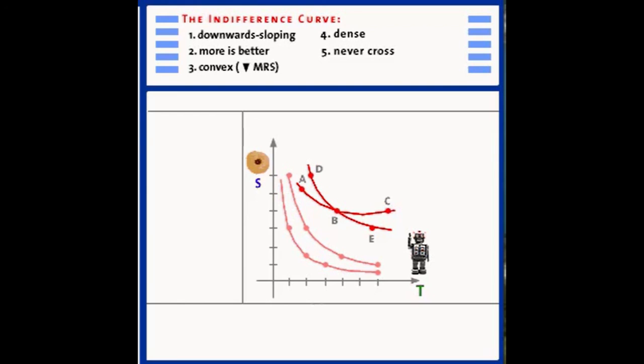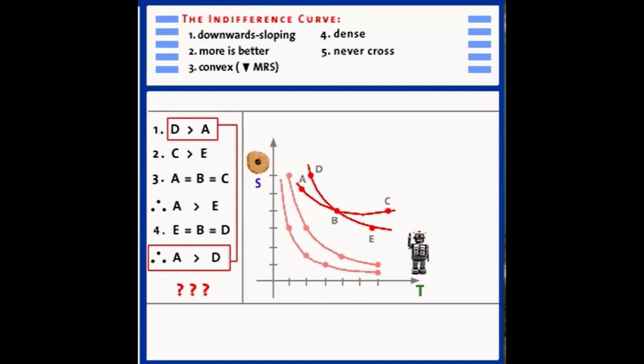Well, if D is better than A, and C is better than E, we have a contradiction, because A is just as good as B, which is just as good as C. And if C is better than E, then A must, by transitivity, be better than E. However, we've already said that E is just as well liked as B, which is just as well liked as D. That's what it means for them to be on an indifference curve. Hold on. If A is better than E, and D is as good as E but better than A, then we've got a mess. We've got some kind of contradiction. How can A be better than E and worse than D, which is the same as E? It doesn't make any sense.